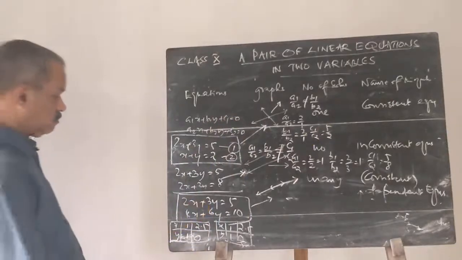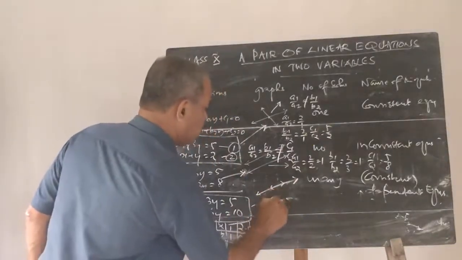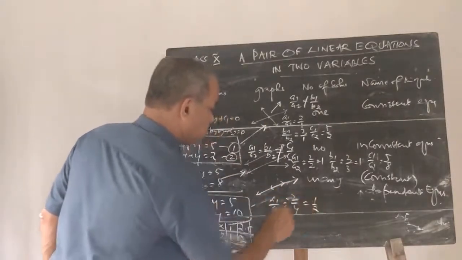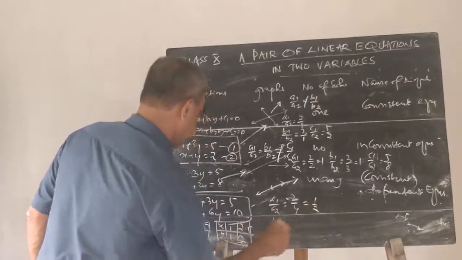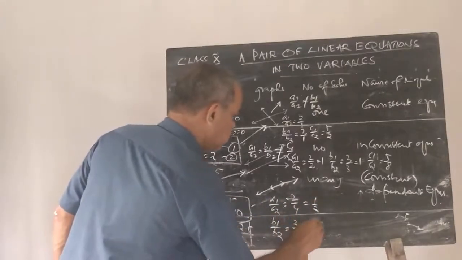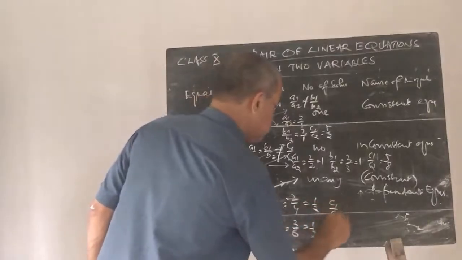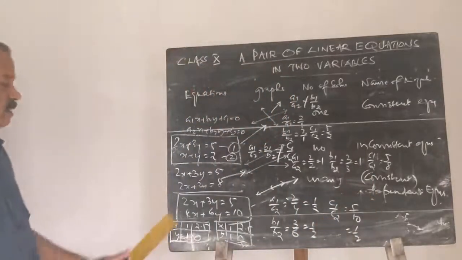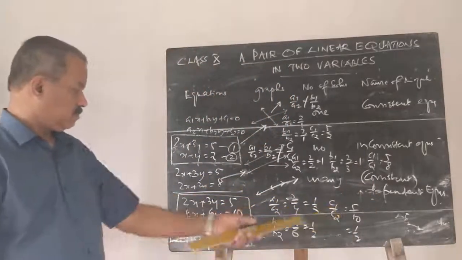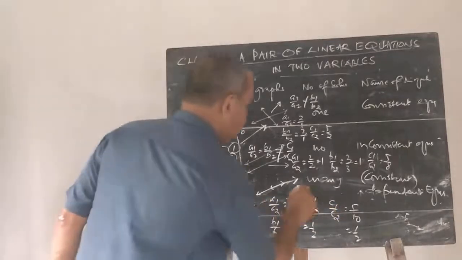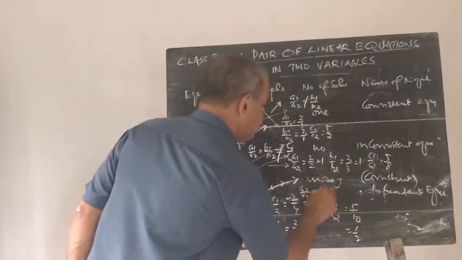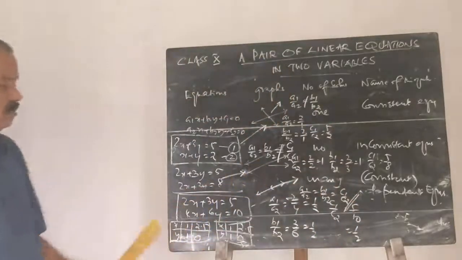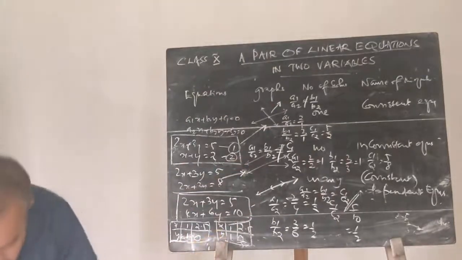Now third case, what is a1 by a2 for coinciding lines? a1 by a2 equal to 2 by 4 equal to 1 by 2. b1 by b2, 3 by 6 equal to 1 by 2. c1 by c2 equal to 5 by 10 equal to 1 by 2. That means, what is the relation among the coefficients? That is a1 by a2 equal to b1 by b2 equal to c1 by c2. Then coinciding lines, many solutions.